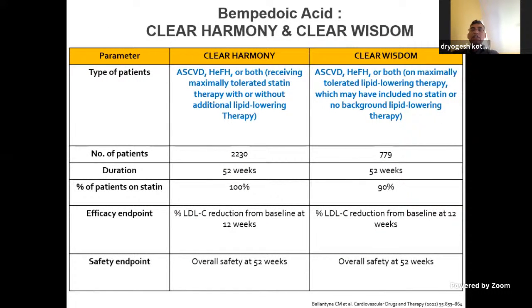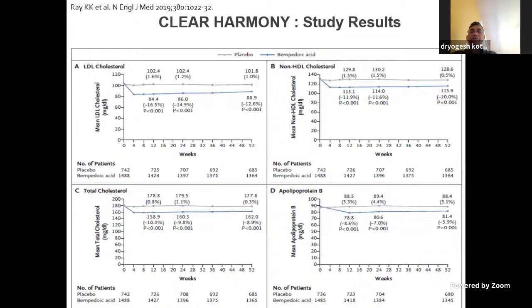So these are CLEAR Harmony and CLEAR Wisdom, where almost 90 to 100% of patients had background statin therapy, and the patients were given 52 weeks of therapy. The efficacy endpoint was percentage LDL reduction at 12 weeks, and the safety endpoint was overall safety outcomes at the end of 52 weeks. So this is the CLEAR Wisdom trial. Next slide. And CLEAR Harmony.